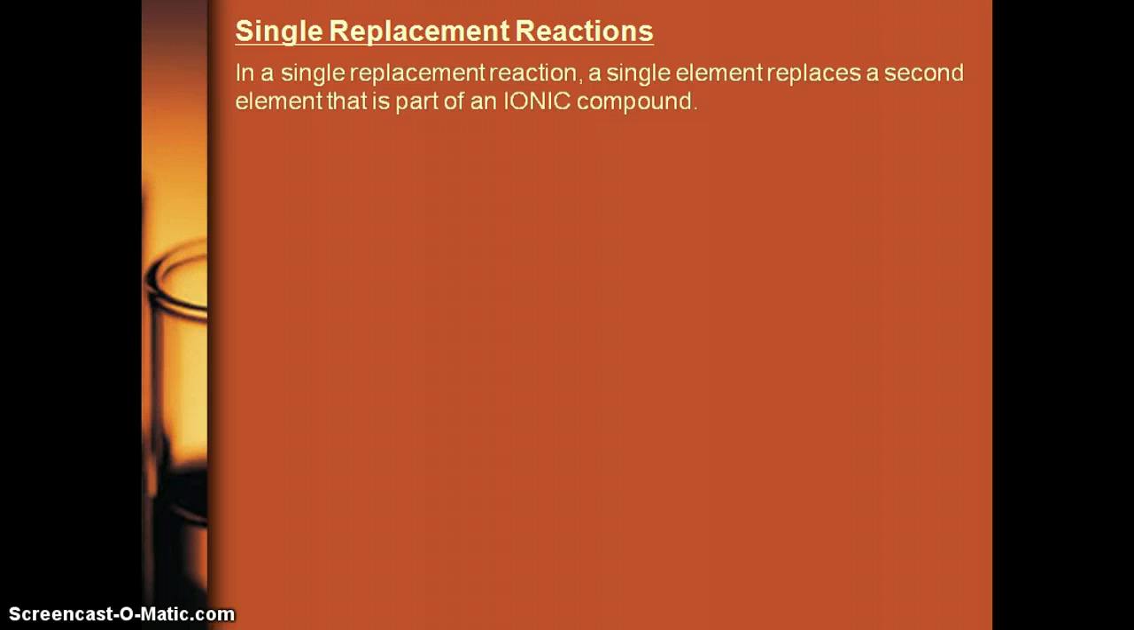Okay, so I'm going to show you with A plus BC. So in this case, B and C are a couple and A is a single, and then B and C break up, and so you have B plus AC. So A came in and replaced B with C. So this is a single replacement reaction. We've taken one of the elements and replaced it with another element.